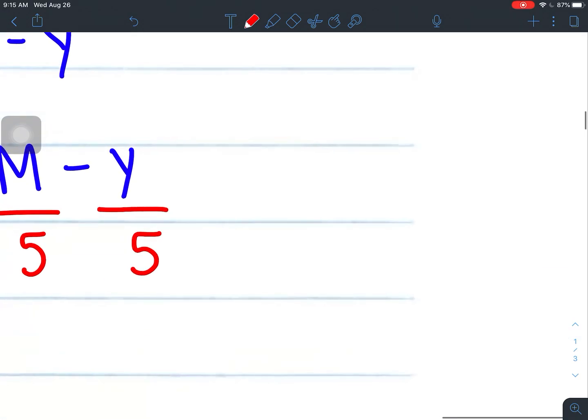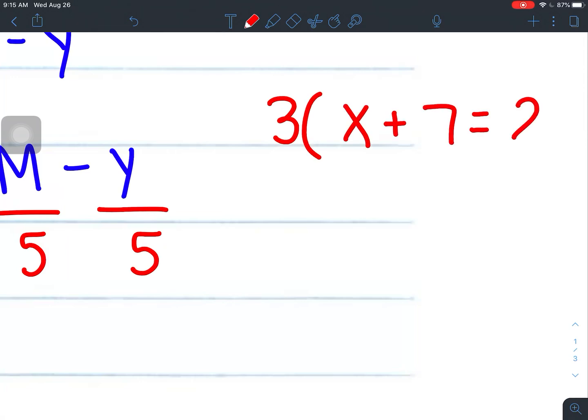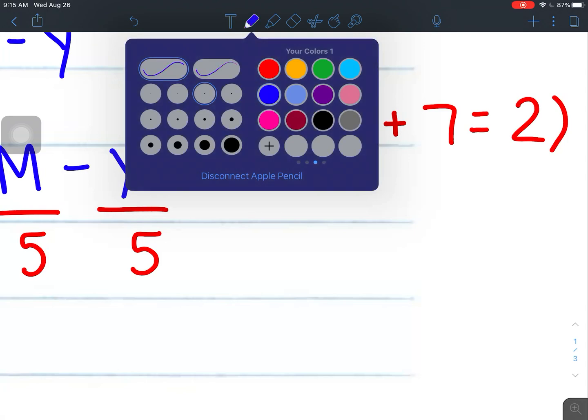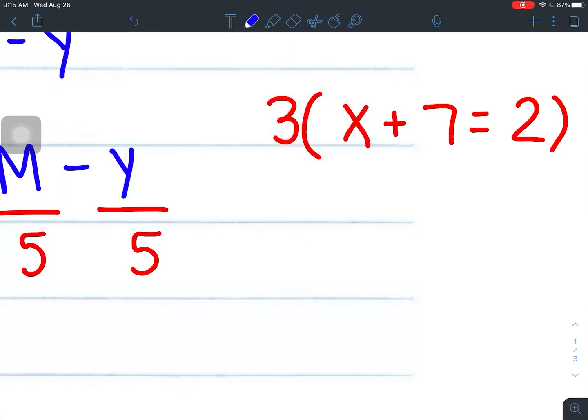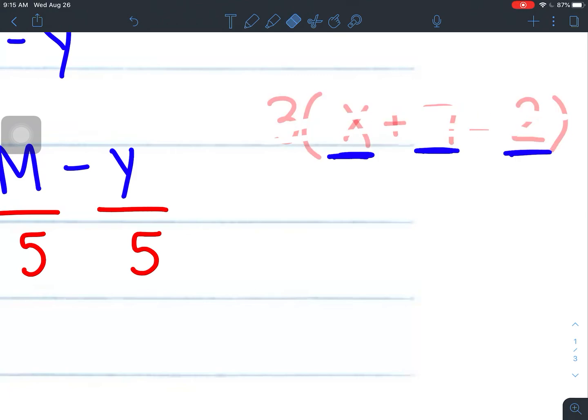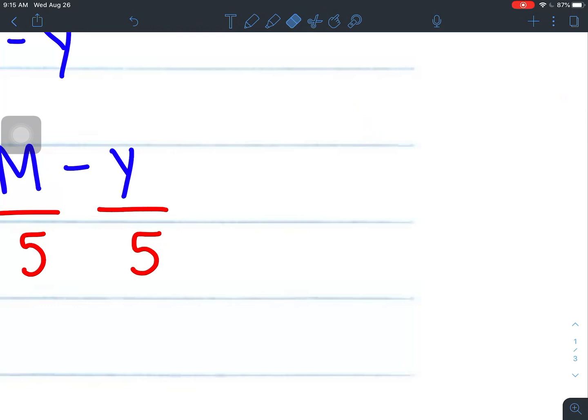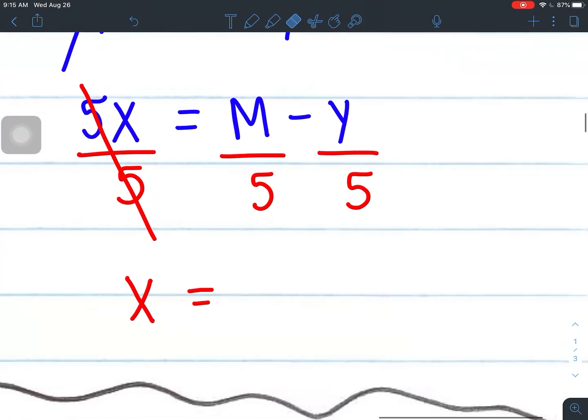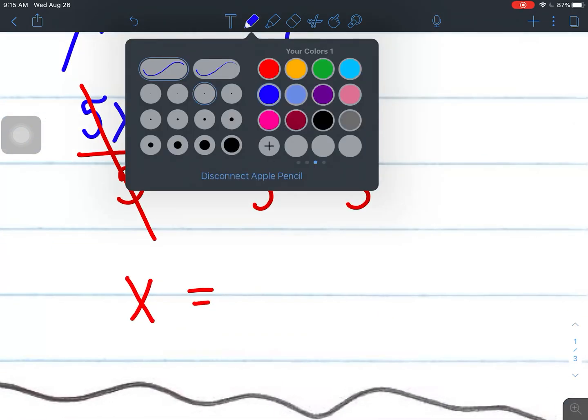It's just like when we do multiplication and we have like 3 times x plus 7 equals 2, right? If I want to distribute this 3, I got to distribute it to every term. So I would distribute it to the x, to the 7 and the 2. I would distribute it to everything. So just like with multiplication distribution, I would divide everything by 5 here.